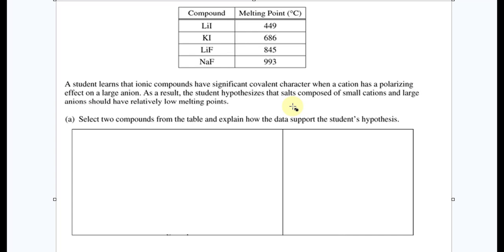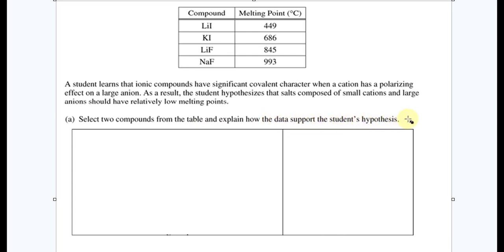Let me explain why. Let's read this over again and see. As a result, the student hypothesized that salts composed of small cations, well, I know what cations are. Lithium, potassium, lithium, sodium. Okay, there's only 3 cations. And large anions. The anions are only iodine and fluorine. Okay, it's getting simpler now. Should have relatively low melting temperatures. Okay, I sort of understand that. Select 2 compounds from the table and explain how the data supports the student's hypothesis.